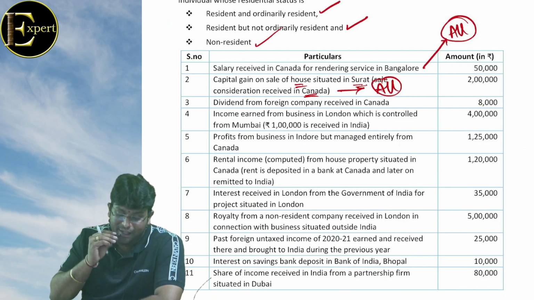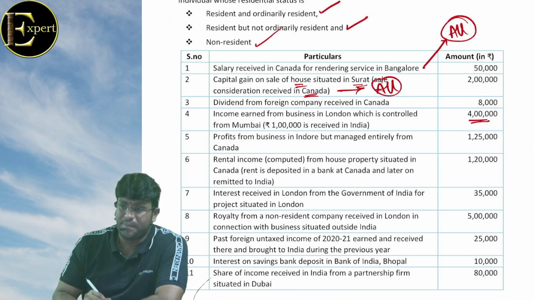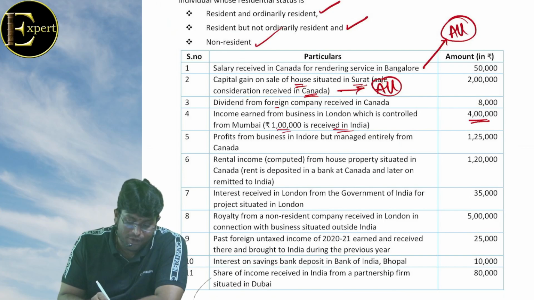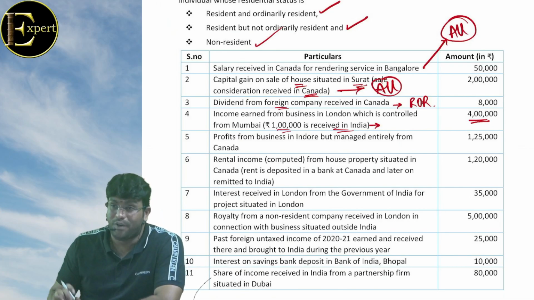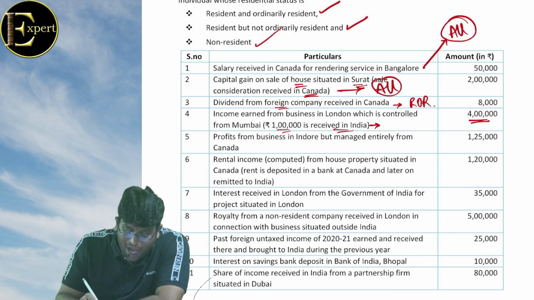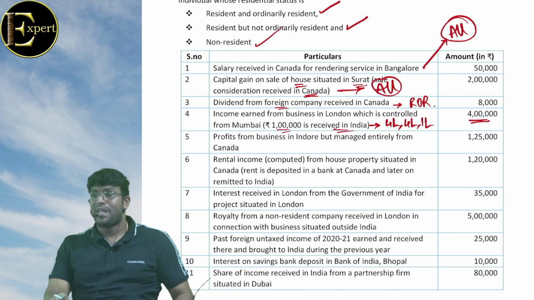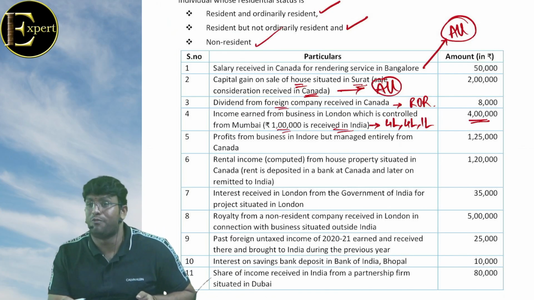Income earned from business in London, which is controlled from Mumbai. Listen carefully. 4 lakh is total figure. 1 lakh is received in India. For ROR, 4 lakh is taxable. RNOR, 4 lakh is taxable. NR, 1 lakh is taxable. RNOR 4 lakh, समझ गए ना बेटा? Because it is controlled from India.